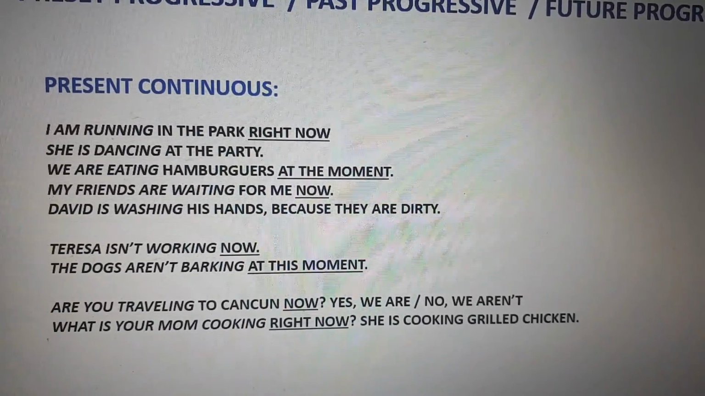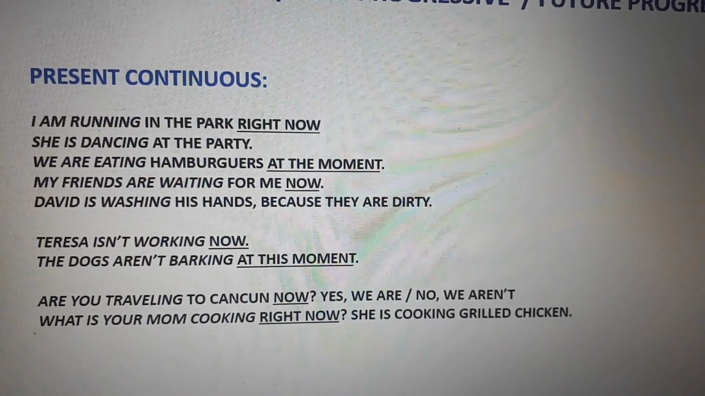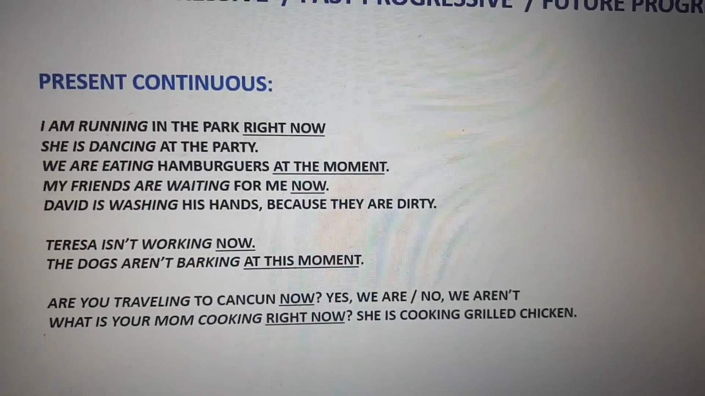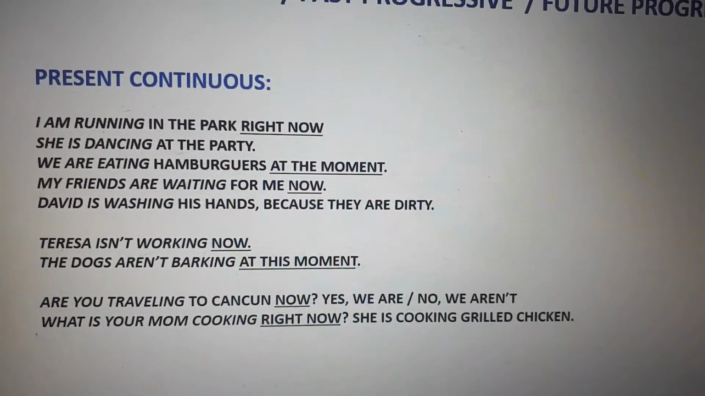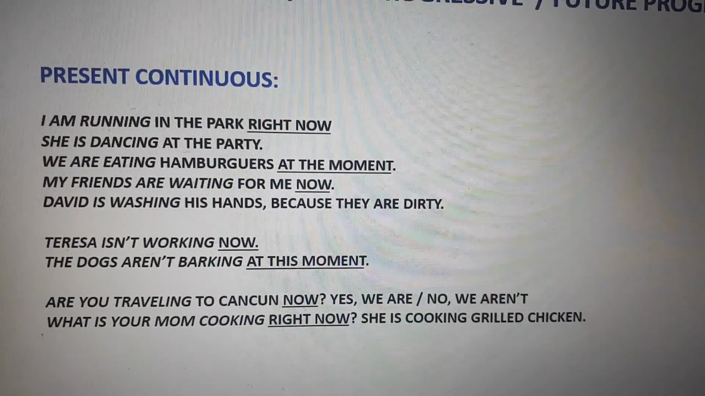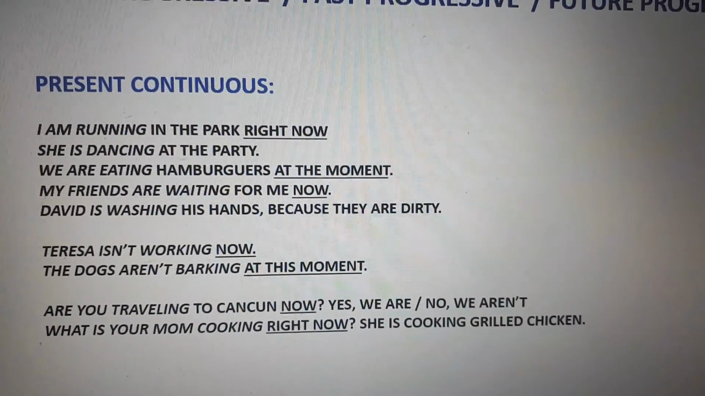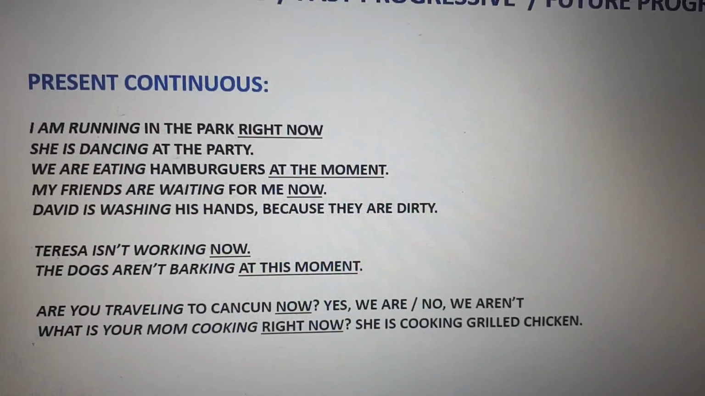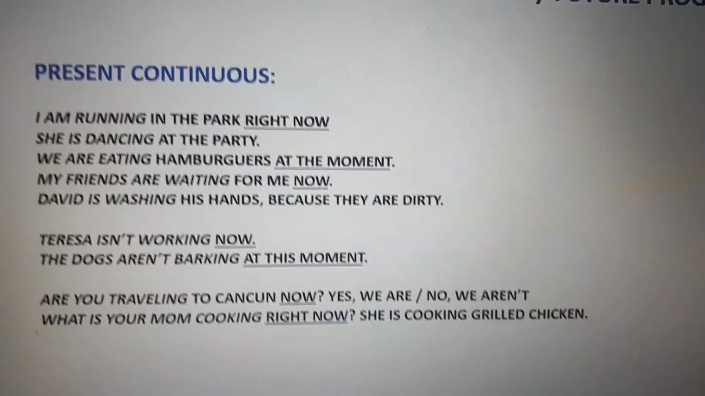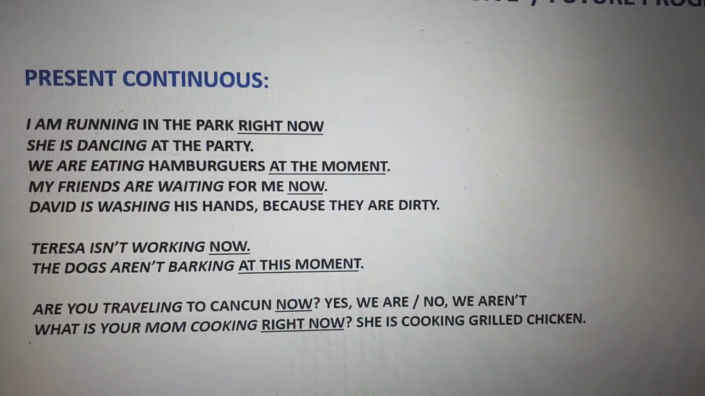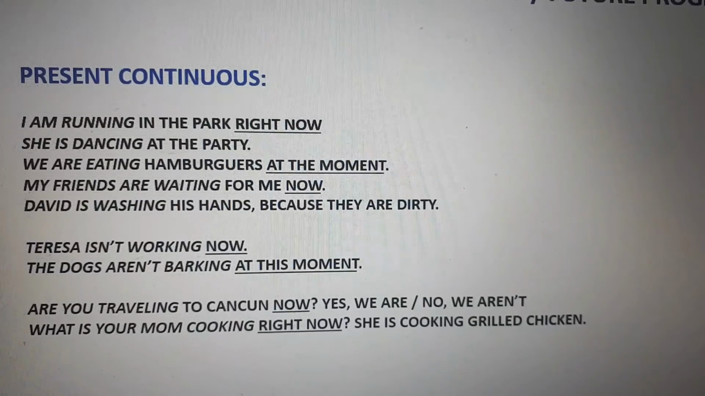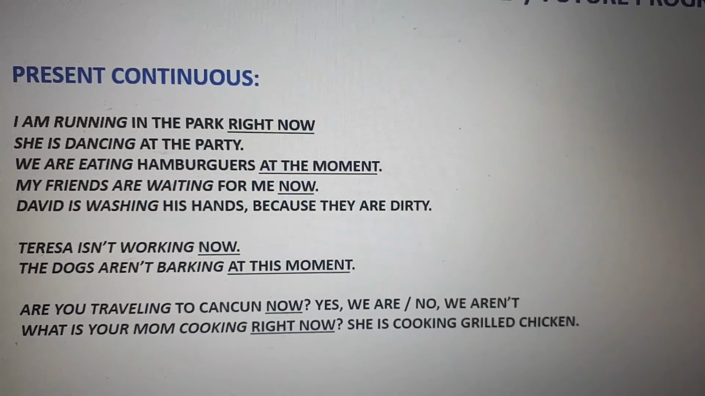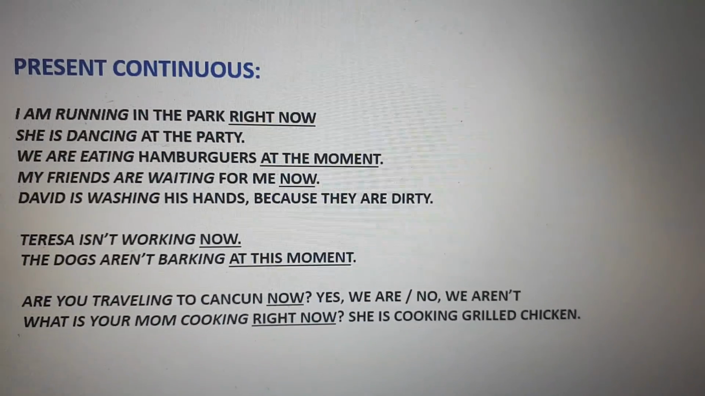I am running in the park right now. It means now, at the moment. At the moment of speaking, we're going to use present continuous or present progressive. It's the same. She's dancing at the party. At the party that we are at this moment, she is dancing. Okay, we are eating hamburgers at the moment. My friends are waiting for me now. David is washing his hands because they are dirty.